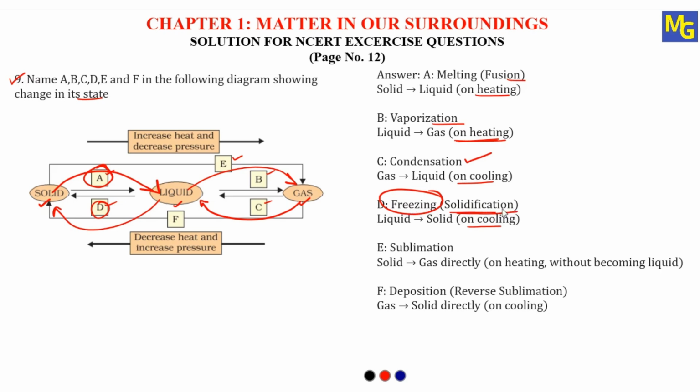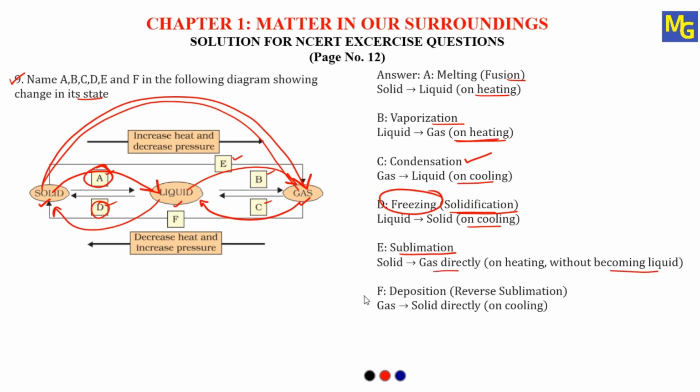Then comes E, that is conversion of solid directly to gas. Here we can give the example of camphor. You take camphor and heat it, it directly becomes gas. Here also we have to heat, and the process is called sublimation, because solid is directly converted into gas without undergoing the liquid state. So it is called sublimation. On heating, solid converts to gas without undergoing the liquid state.